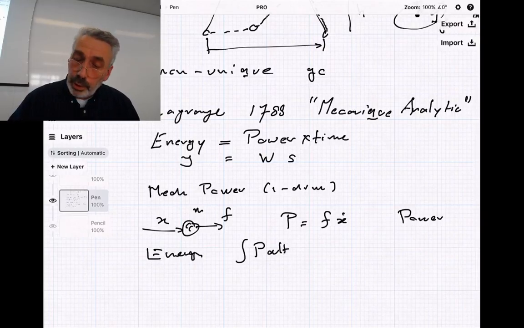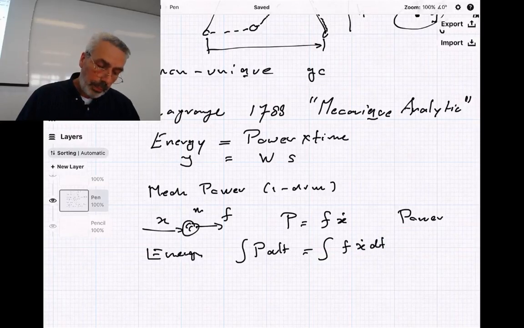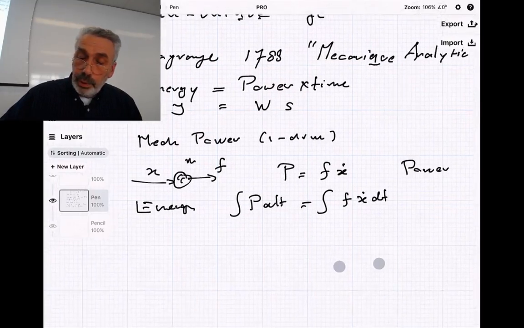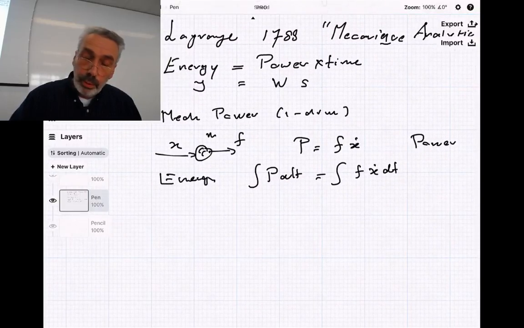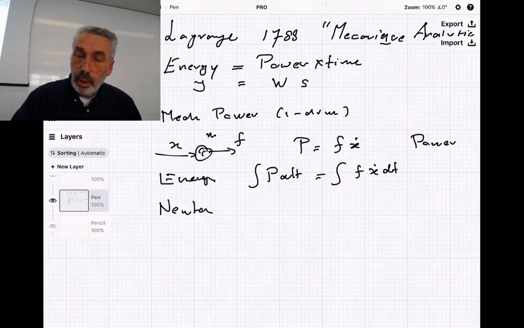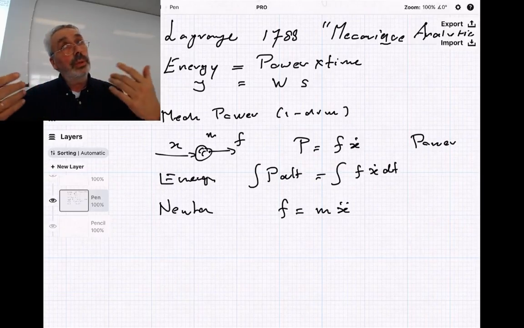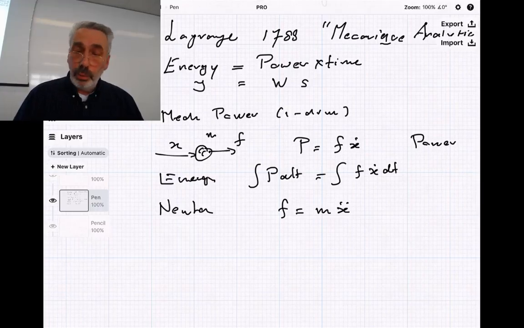So in our case that is the integral of the force times velocity with time. Now, since we are going to do mechanics, we need what I always call a mechanical constitutive law. So we have Newton, and Newton says that the force is the mass times the acceleration. Now this is a Newtonian equation of motion. Now I'm going to transform it to an energy equation. And how do I do that?